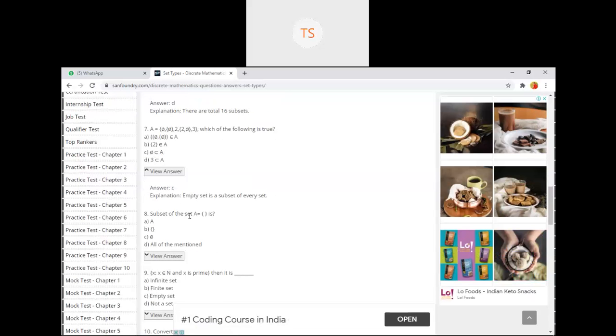Now, subset of a set A where A is equal to phi. See, A is equal to only the curly bracket. That means it is an empty set. So the subset of an empty set is, which is the correct option? C, ma'am.